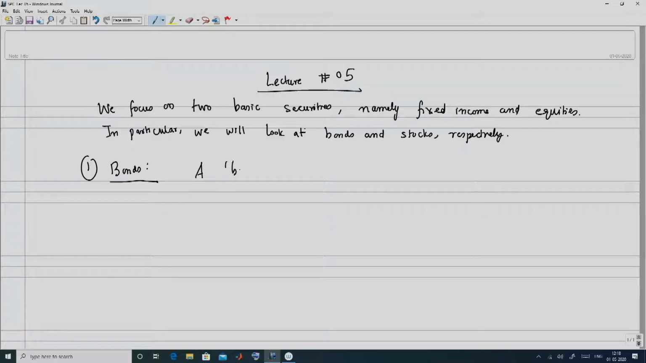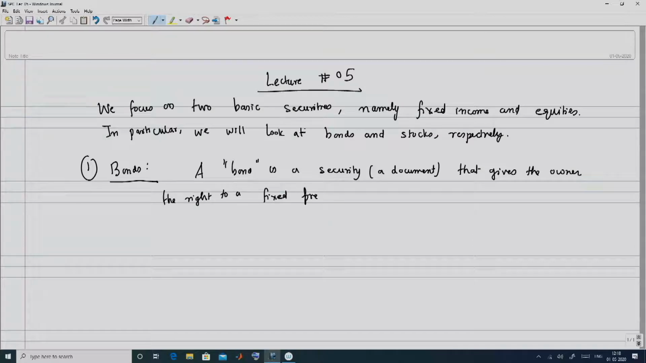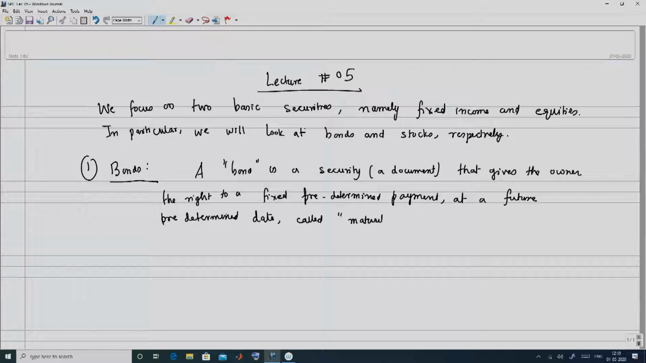So, what is a bond? A bond is a security, and by security I mean it is a document that gives the owner the right to a fixed predetermined payment at a future predetermined date called maturity.